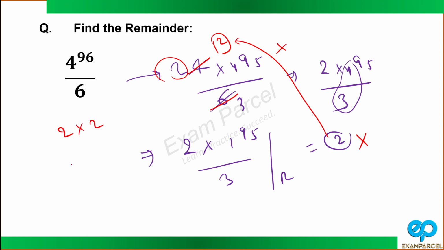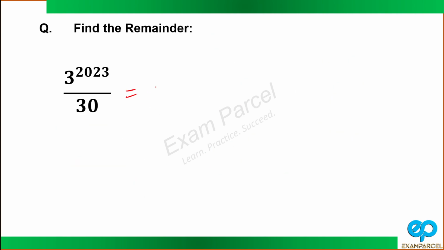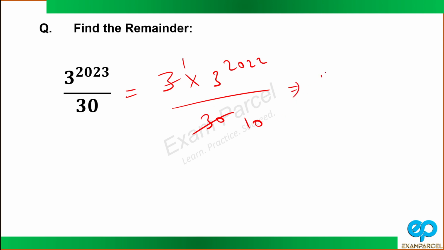So 2 into 2, that would be 4. So I hope this is clear to you. If you multiply back by the cancellation factor, you are always going to get the correct answer. So please don't forget this. Okay, now in a similar way, 3 into 3 raised to the power 2022 by 30, I can cancel out 3, so 10 is gone. So 3 raised to the power 2022 by 10.